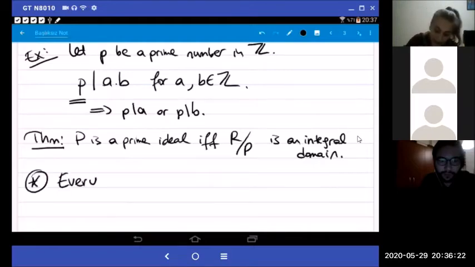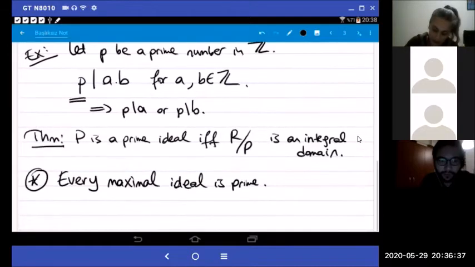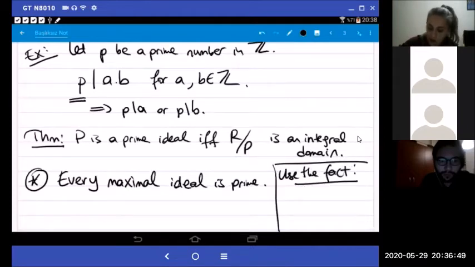Every maximal ideal is prime. How can we show this? Very easy, a one-line proof. We know that every field is an integral domain, right? Use the fact. You know this one, right? Every field is an integral domain.